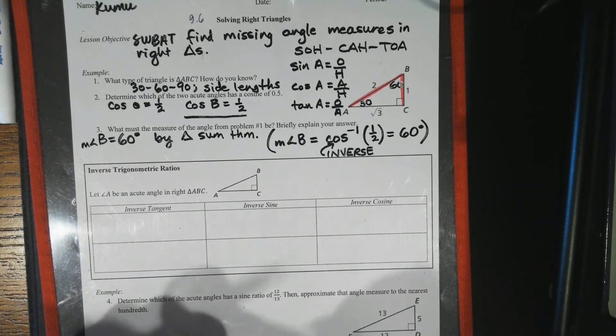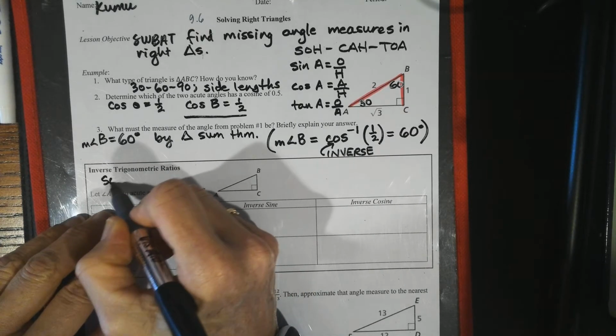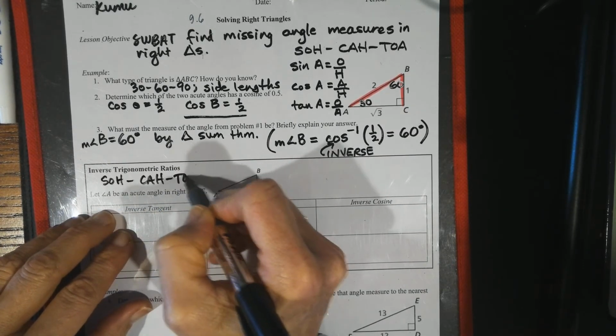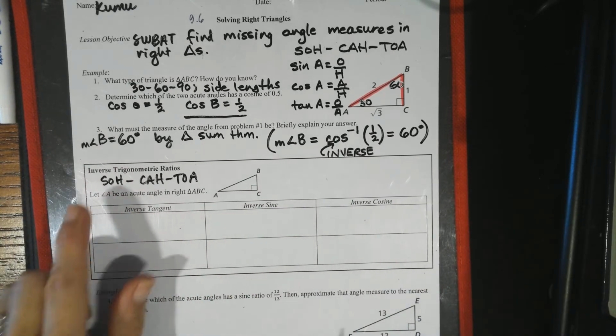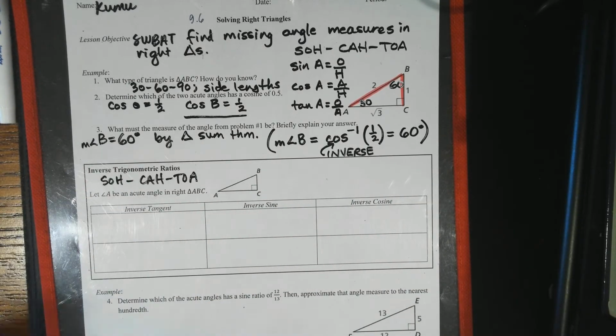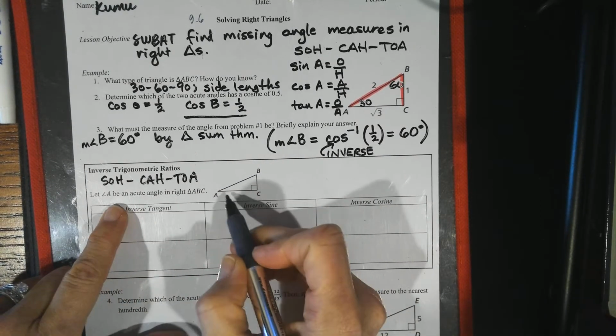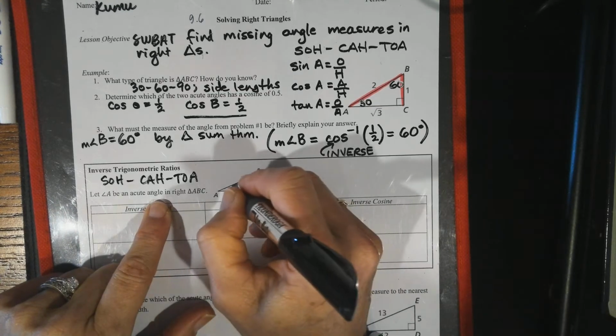Here's how it works. Just as a reminder: SOHCAHTOA. You can't write it enough. Every time you write it, your brain is adding a little bit more down on that synapse, and it's reinforcing it. So A is going to be our acute angle. I'm going to call it theta.